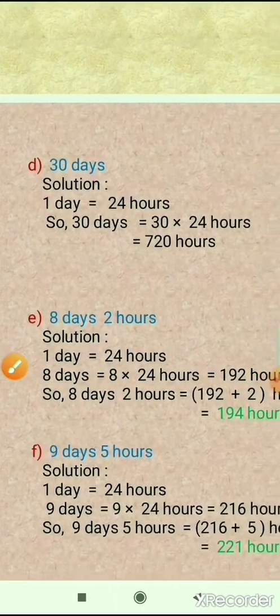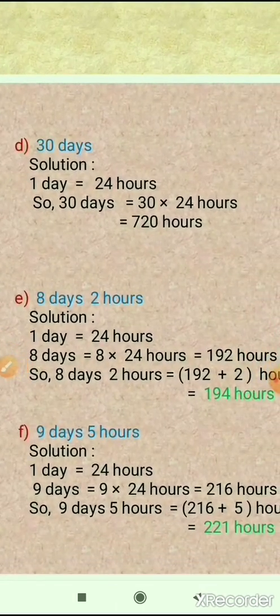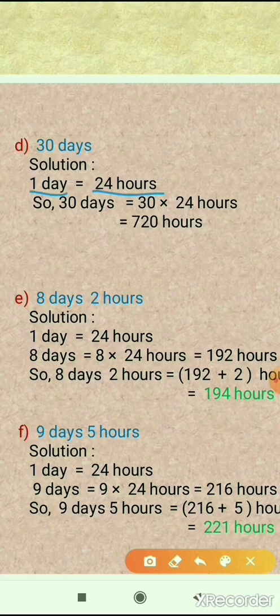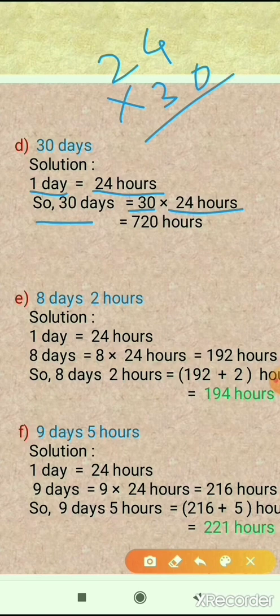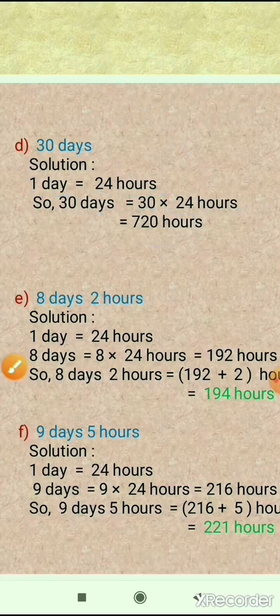So see now next example, 30 days. Okay, so see its solution. 1 day is equal to 24 hours. So 30 days is equal to 30 multiplied by 24. So here we multiply 24 by 30. Okay, 3 4s are 12, 2 carry over 1, 3 2s are 6 plus 1 7 and put 0. So we get product 720 hours. Okay, 30 days is equal to 720 hours.